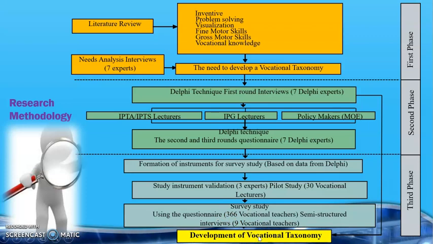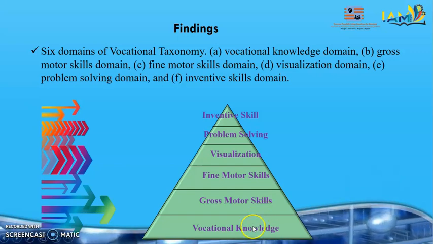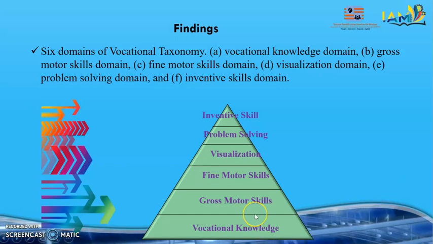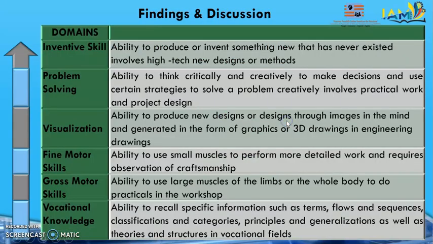Based on the final agreement of the 7 Delphi expert panels, 6 domains of the vocational taxonomy have been agreed. First is vocational knowledge. The second is gross motor skill, then fine motor skill, visualization, problem solving, and the last is inventive skills. So here are the findings, or the summary, of our research.